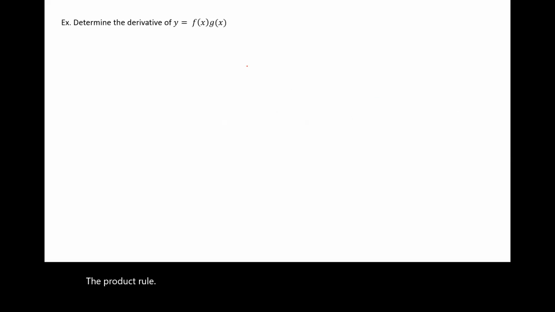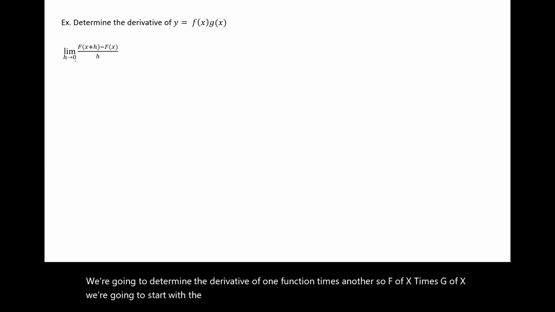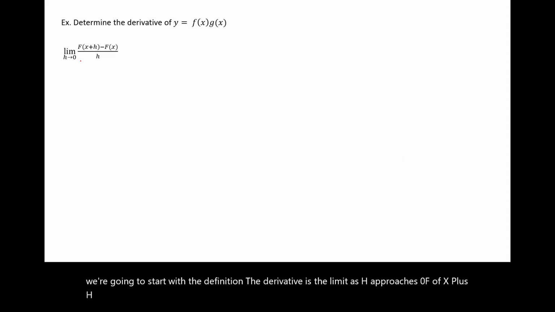The product rule. We're going to determine the derivative of one function times another. So f of x times g of x. We're going to start with the definition. The derivative is the limit as h approaches 0, f of x plus h minus f of x all over h. F of x in this case is f of x times g of x.